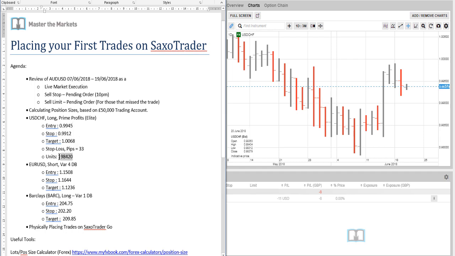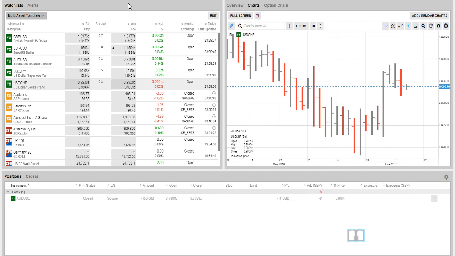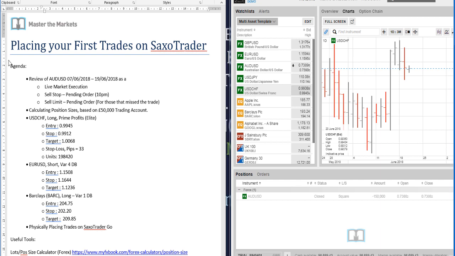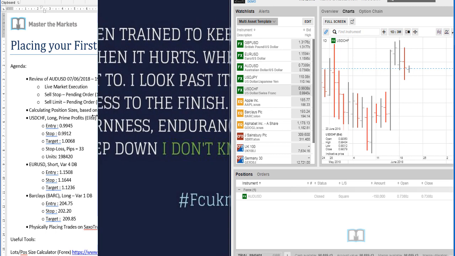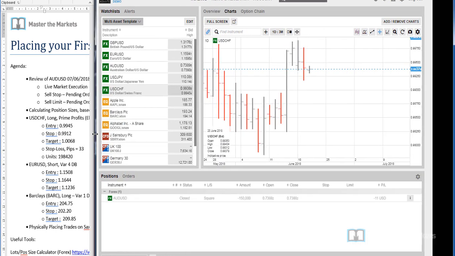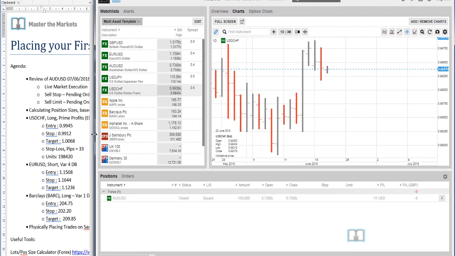Okay, units 198,420. So what I'm going to do is just squeeze this for the time being here. There you can see I've just made the platform a little bit smaller so I can fit in the Word document just next to the screen. What I'm going to do is just squeeze this a little bit more, so I don't need that much space. And I'm just going to open that out. There we go.